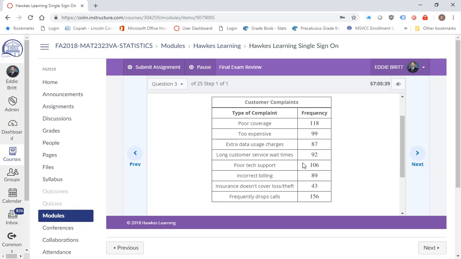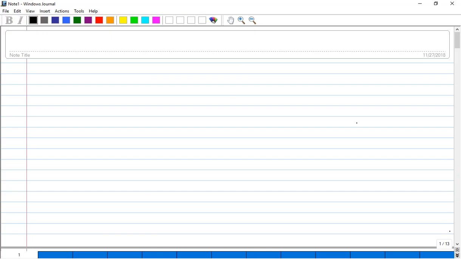Divided by the total number of complaints. So you have to add all these up, and this is problem number 3. You're going to say 106 divided by, and then again you have to add up all the complaints, and I believe you get 790. When you punch that in the calculator you're going to get 0.13417. It just keeps going on and on. It says to round to 2 decimal places, and I think it wants you to enter in the answer as a percentage.